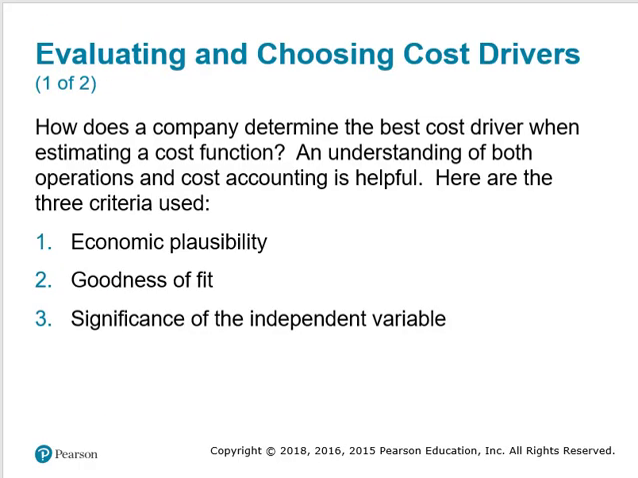The three criteria commonly used are economic plausibility. When presented with two or more possible cost drivers, each must be economically plausible to be considered. And goodness of fit. Check the residual term. Generally, shorter is better and will result in a more accurate estimate. And the significance of the independent variable. A flat or slightly sloped regression line indicates a weak relationship between the cost driver and costs.